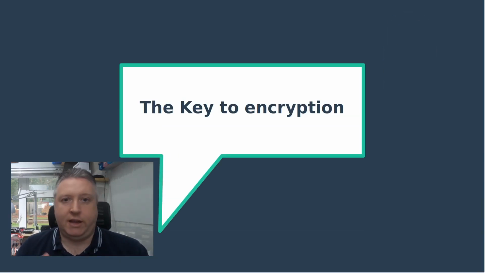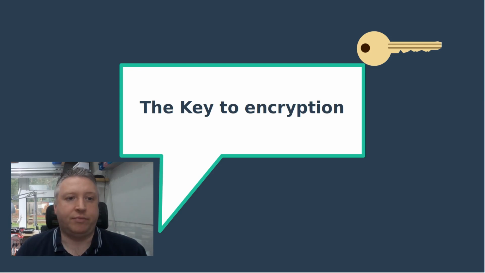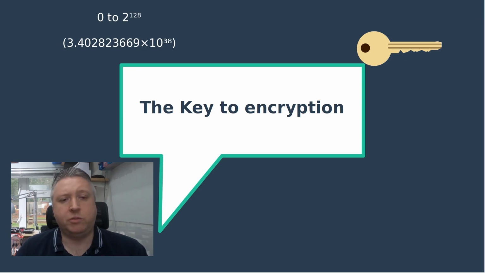The key to encryption is literally the key. In modern computer-based cryptography, the key is usually a large number. The key is designed so it is impossible to guess or to work out through brute force. It's usually a very large number. A 128-bit key can take the values of 0 to 2 to the power 128, or about 3.4 times 10 to the power 38. There are other important aspects to the key which will be explained in this and future videos.